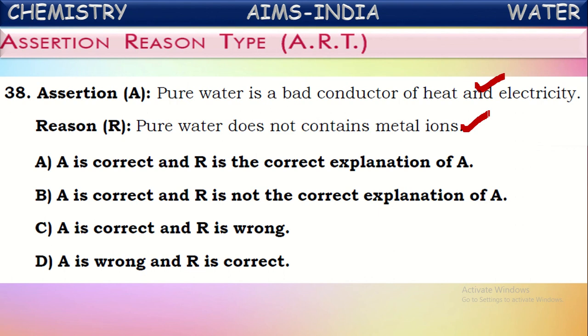But pure water contains no ions in it. Hence, it is a bad conductor of heat and electricity. So we can say both assertion and reason are correct, and R is the explanation for A, isn't it? So it is the correct answer.